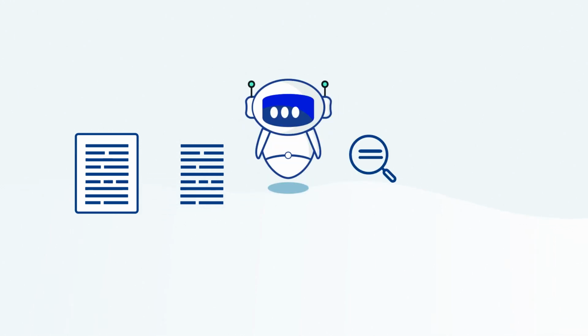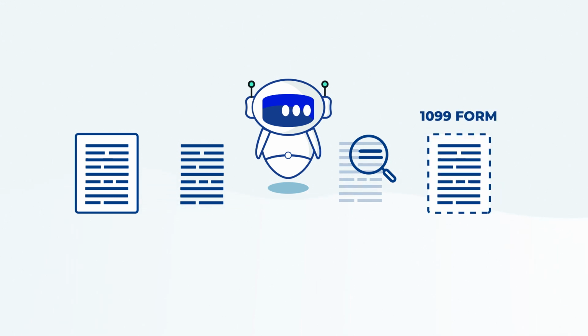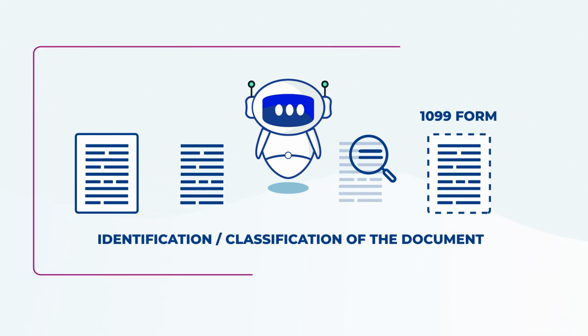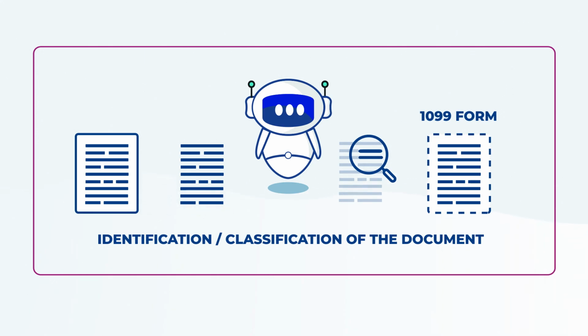Let's say we've got a tax form. Based on the terms that are extracted from OCR, the computer can go ahead and say with a certain degree of confidence that, hey, I think this is a tax form, like a 1099, for example. That is sort of the identification, classification aspect of document understanding.